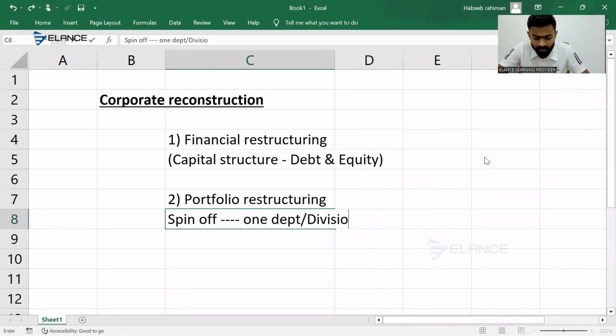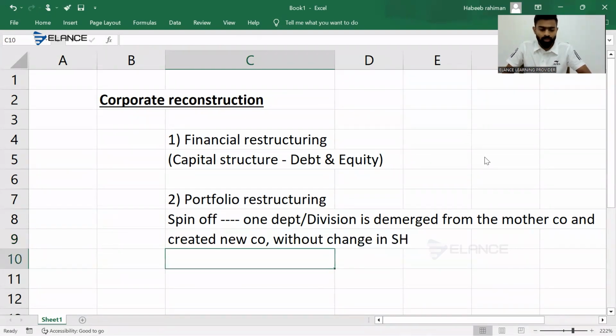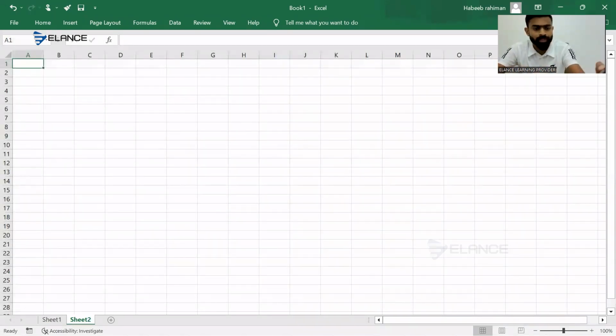is split, or demerged, from the mother company and a new company is created without changing shareholders. Let me make an example from this.